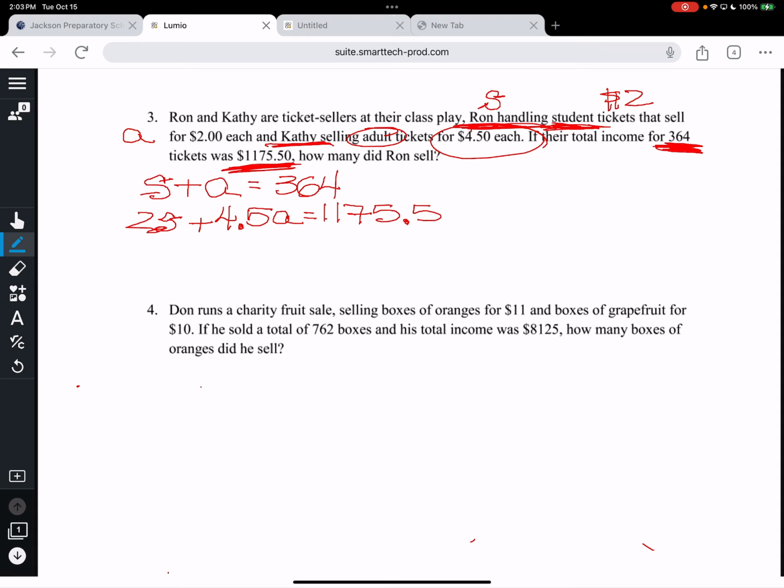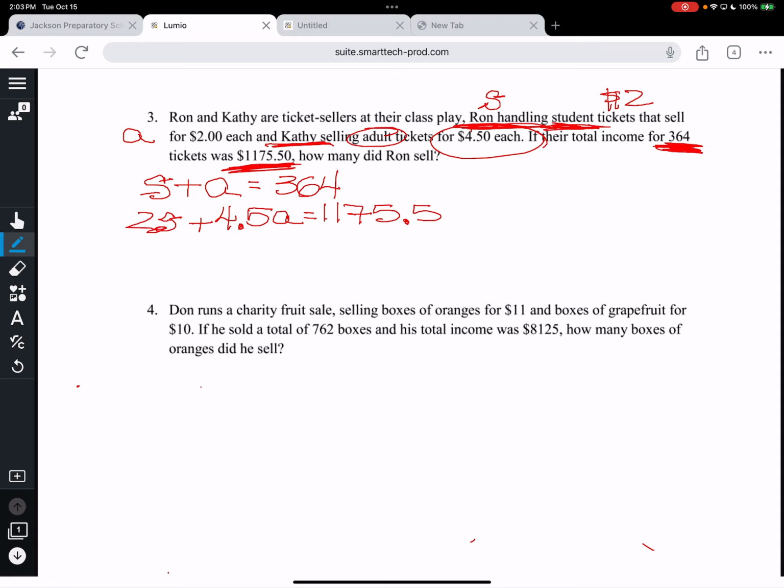The best thing to do from here would be substitution. Your calculator is your friend, I promise. You could go for elimination. It's just a doozy to get because of the negatives and all that.